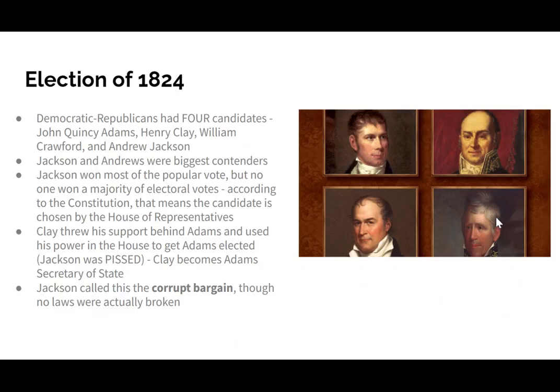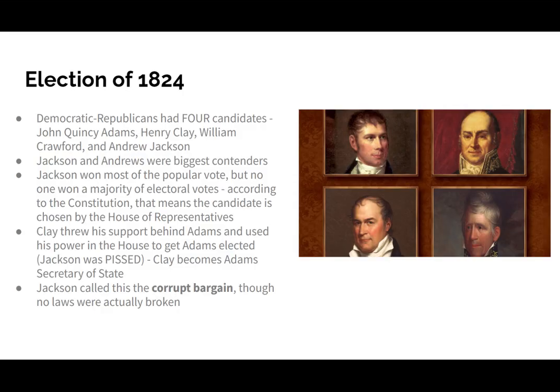Okay, so one last thing to talk about before we move into some of the 4.8 topics, and that is the election of 1824, which was crazy. The Democratic Republicans had 4 candidates: John Quincy Adams, Henry Clay, William Crawford, and Andrew Jackson. Jackson and Adams were the biggest contenders by far. Jackson won most of the popular vote, but no one won a majority of electoral votes, which meant, according to the Constitution, that the candidate has to be chosen by the House of Representatives. So then Clay pulls out of the running, and he throws all his support behind John Quincy Adams and uses his power and influence in the House of Representatives to get Adams elected.